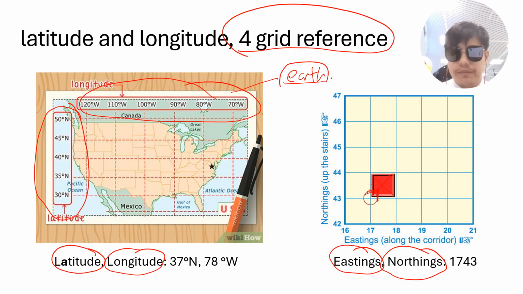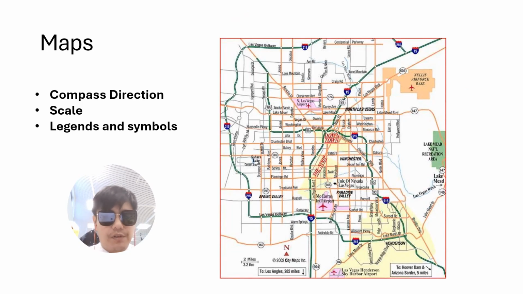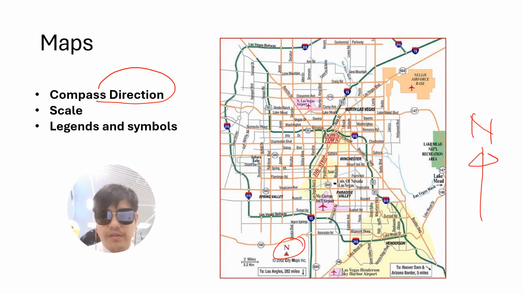All right, last but not least for this video, we're going to talk about maps. For maps, there are three things you need to be very careful about. Compass direction. Make sure you identify the compass direction. Just one thing to note, the compass direction will usually point upwards as north. However, don't be tricked when it points like this. There are times when they point north towards the right. You just answer accordingly.